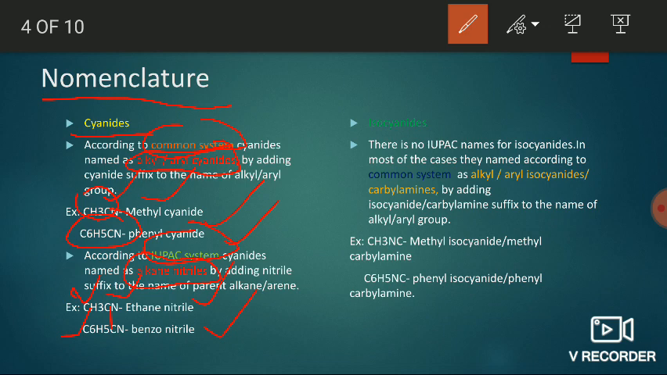So according to IUPAC nomenclature, they are simply considered as alkane nitriles or arene nitriles. In the case of arenes, we add the o suffix to that particular arene, removing the ene from the arene name, giving aronitrile. That is, simply, in the case of aromatic cyanides, it is aronitriles. In the case of aliphatic ones, it is alkane nitriles.